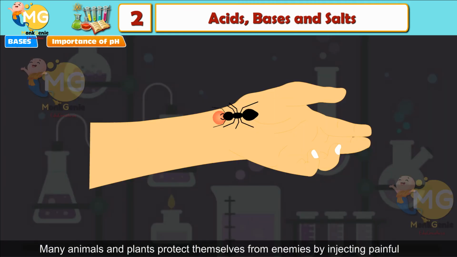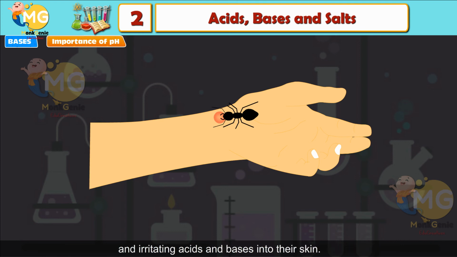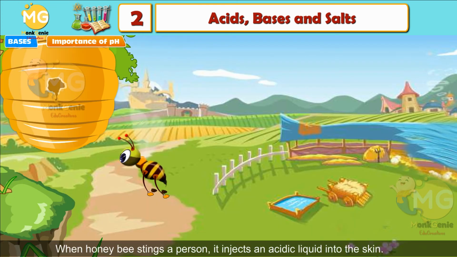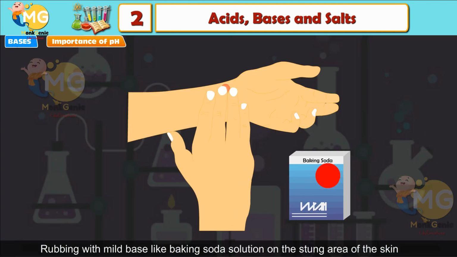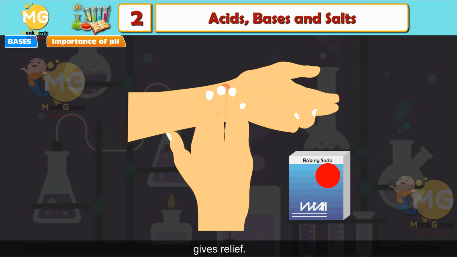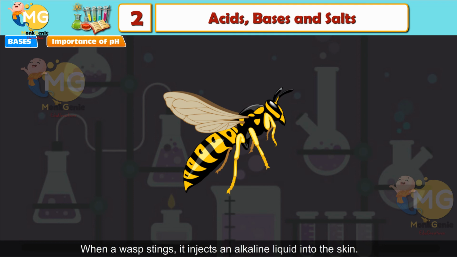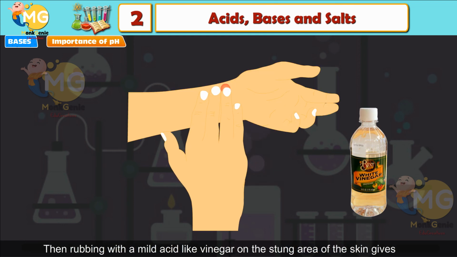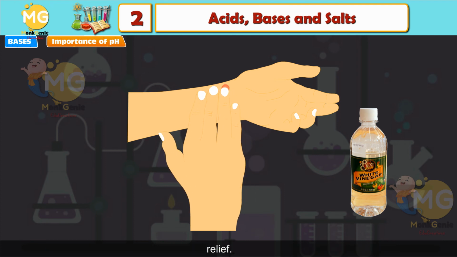Many animals and plants protect themselves from enemies by injecting painful and irritating acids and bases into the skin. When a honeybee stings a person, it injects an acidic liquid into the skin. Rubbing a mild base like baking soda solution on the stung area of the skin gives relief. When a wasp stings, it injects an alkaline liquid into the skin. Then rubbing a mild acid like vinegar on the stung area of the skin gives relief.